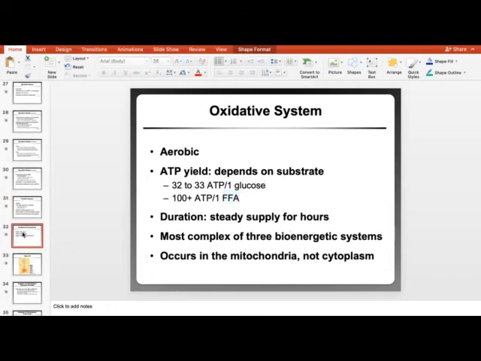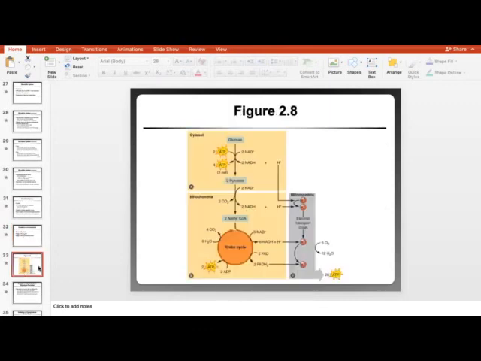So let's get back to here. You have these glucose molecules. This is a 6-carbon molecule, right? That glucose is going to be broken down into pyruvate, and that pyruvate is going to go into the mitochondria. It's going to release carbon dioxide when it breaks down into acetyl-CoA. This is the carbon dioxide that you breathe out.